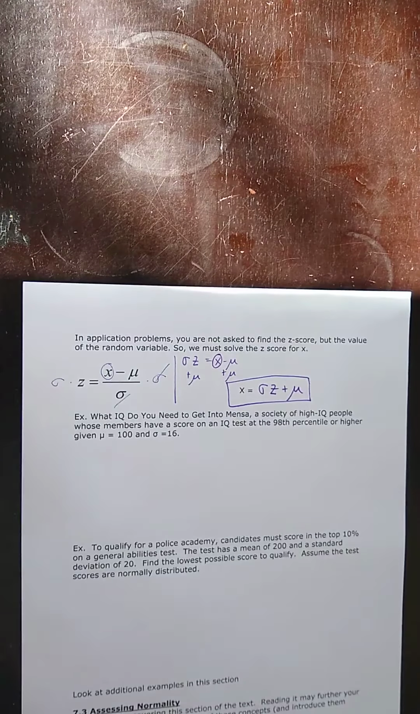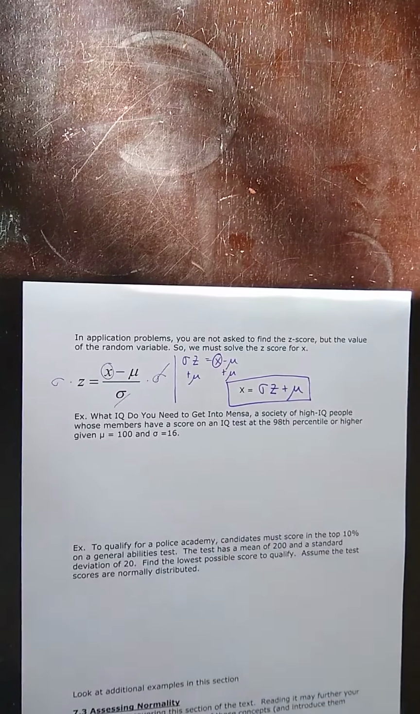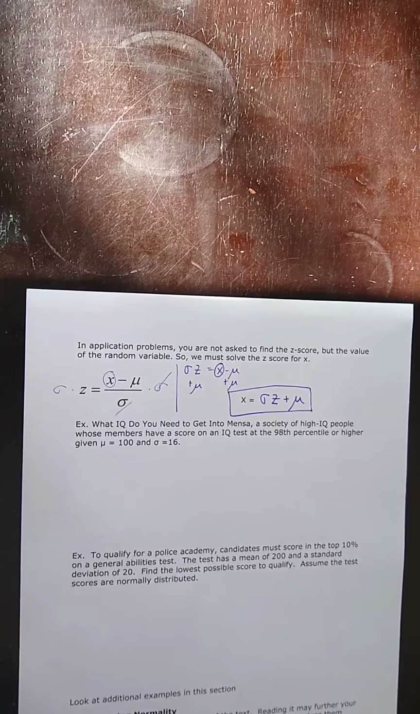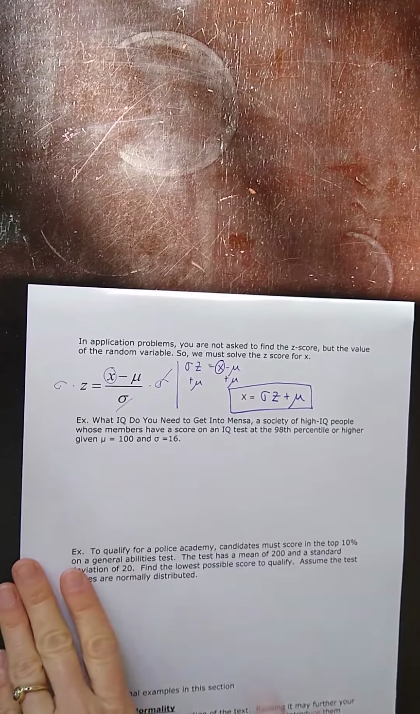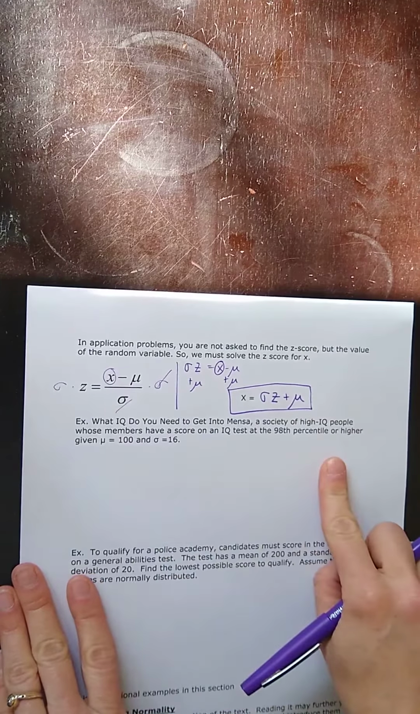Okay, so if you've ever heard of Mensa, it's like this high IQ society thing. What IQ score do you need to join? So you need to score on their IQ test at the 98th percentile or higher. So you need to be as high performing or more high performing than 98% of the people, right? We talked about percentile in, I don't know, chapter 4 maybe, something like that. We also know our mu and our standard deviation. It might be hard to know where to start.